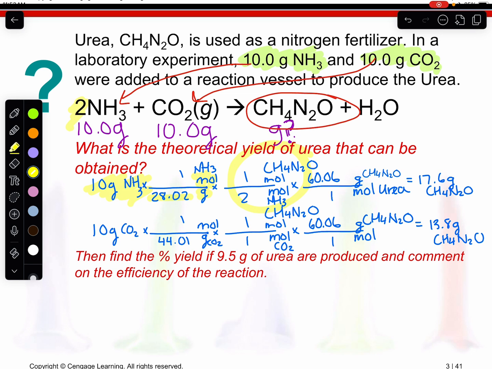So then you can see here, I decided that by doing this calculation, 17.6 grams of this urea would be produced from my 10 grams of the NH3. Now, we're not done yet. That's just one of them. We have to now do this again.